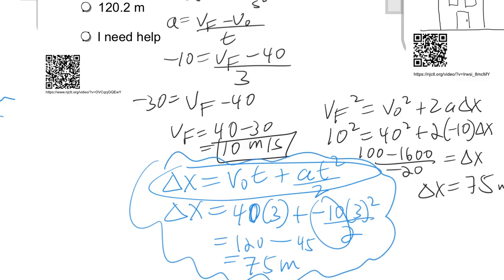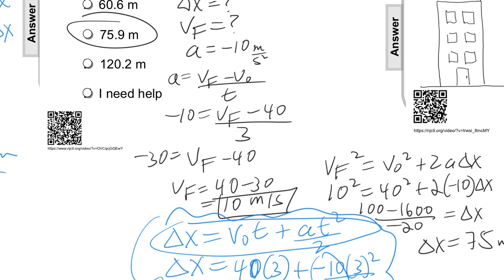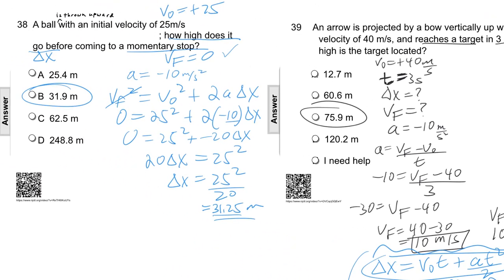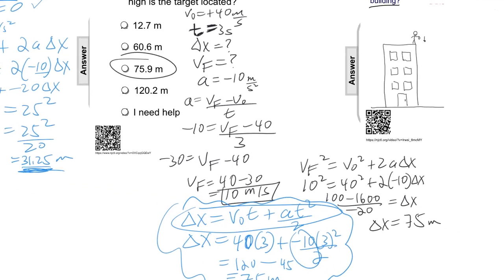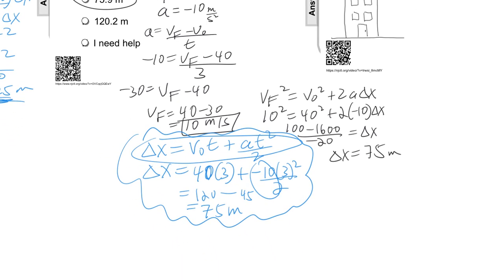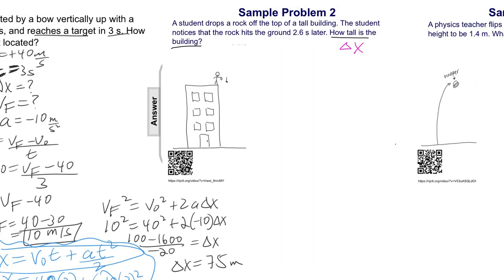You wouldn't have found VF, but the reason I did it the other way was I just did a problem very similar to that, except that VF was 0 because that was the highest point of the trajectory, right there at the highest point. Okay, so I would pick the easier way if I were you guys.